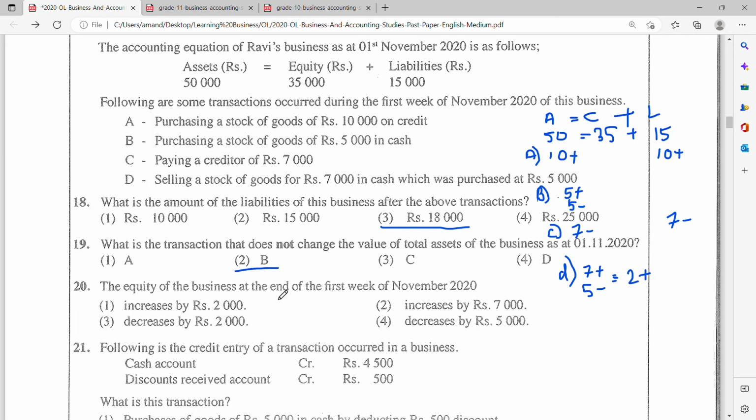The equity of the business at the end of the first week of November 2020 would be 35 plus 2. So it would increase by 2,000. Answer is 1. So with that, we'll wind up today's video.